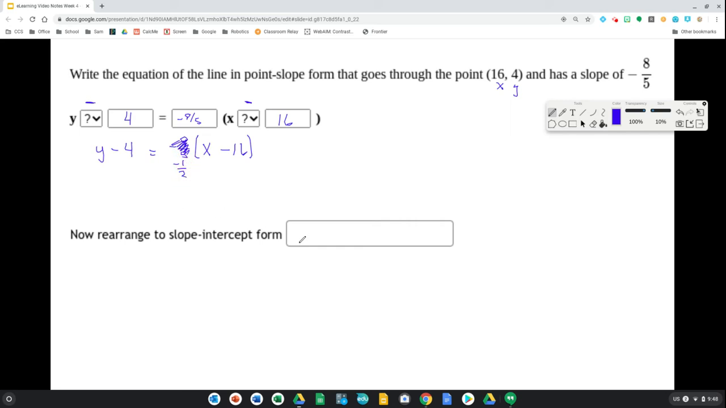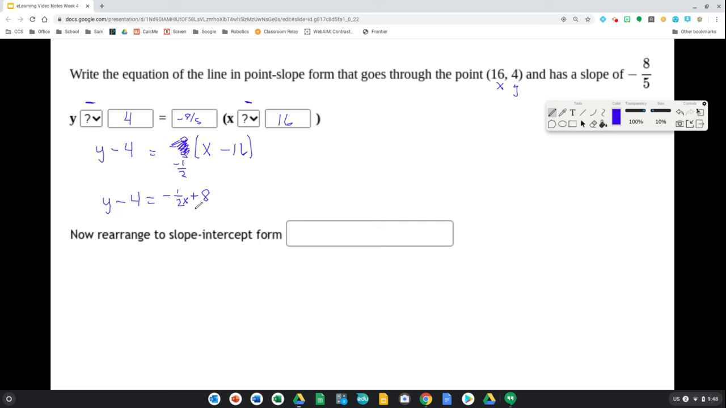If I was going to put this in slope-intercept form, the first thing we would do is distribute. So go ahead and take negative 1/2 times x and negative 1/2 times negative 16. If we do, it's going to be y minus 4 is equal to what over on this side? Negative 1/2 times x is negative 1/2 x. Negative 1/2 times negative 16 is positive 8. So when you do your next and final step, what would your final answer be here?